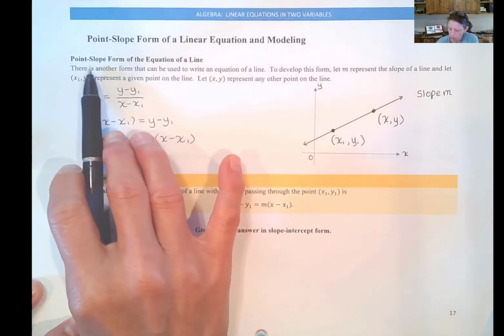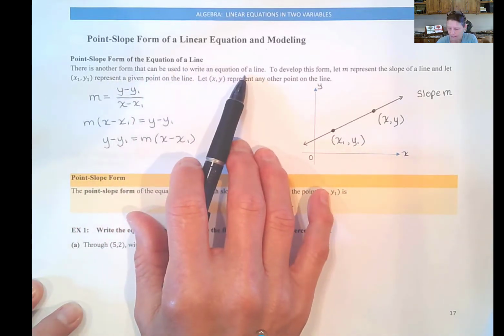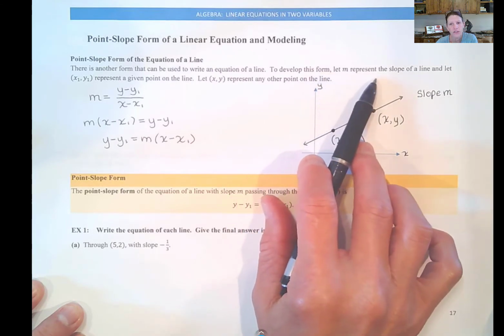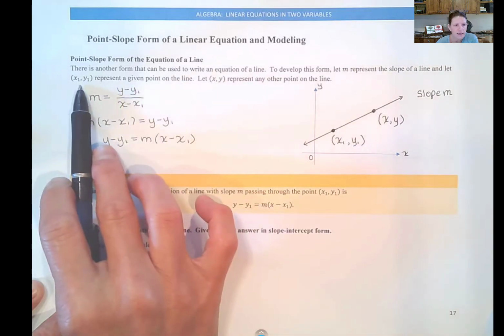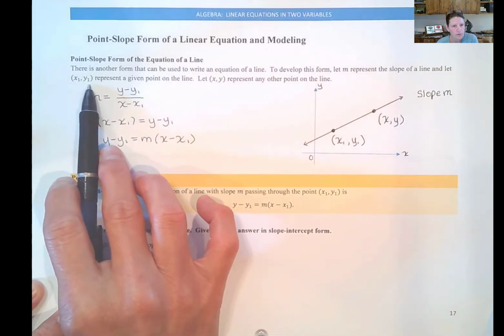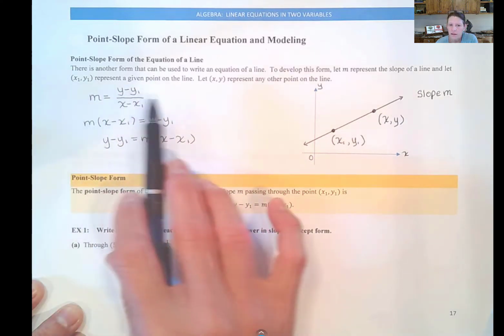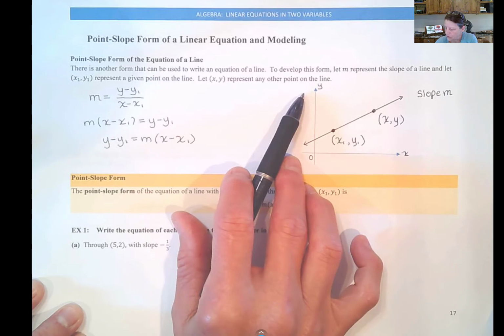Well, the point-slope form of a linear equation is used to write the equation of a line. And to develop this form, we're going to let m represent the slope. So suppose we know the slope of a line, and let x sub 1, y sub 1 represent a given point on the line. So we also know a point. Then we can find any other point x, y on the line by doing the following.